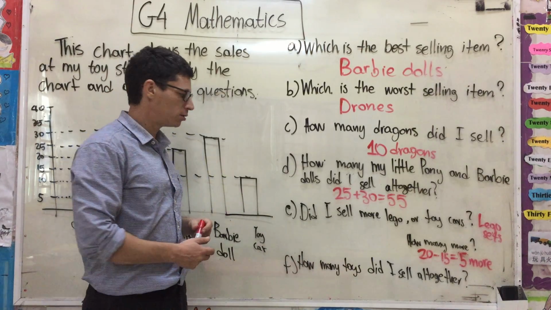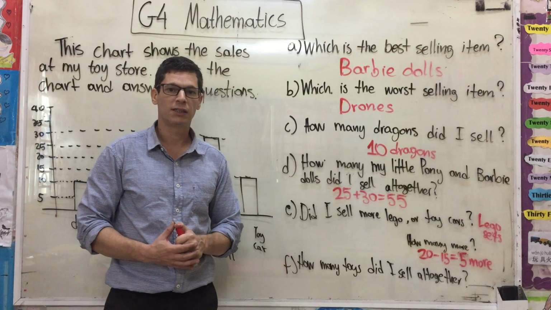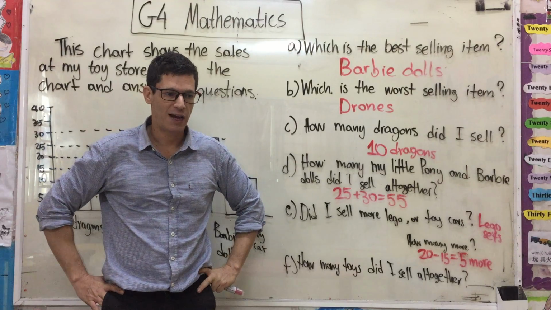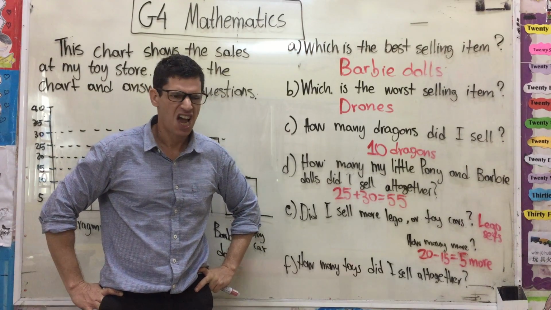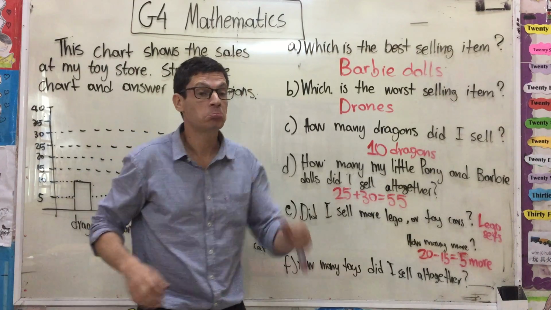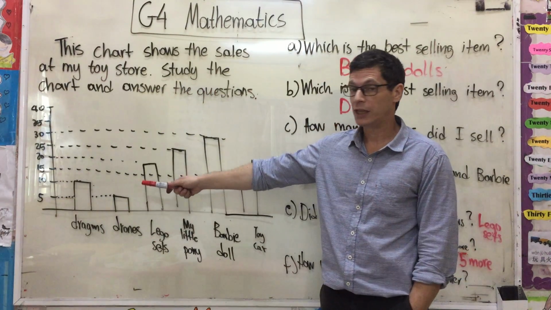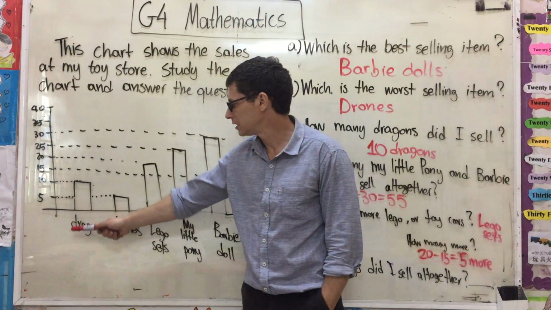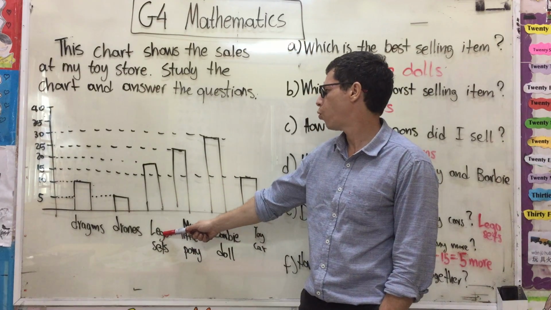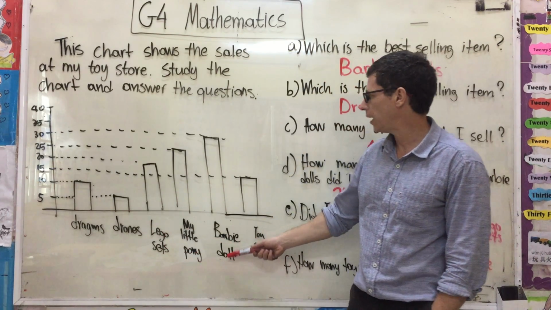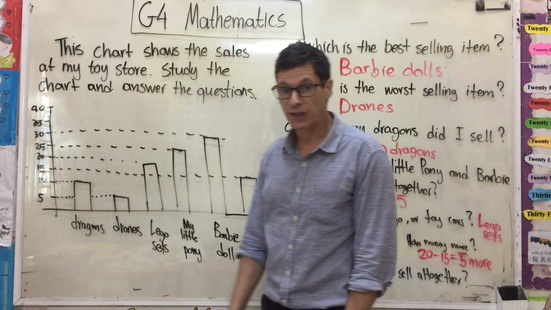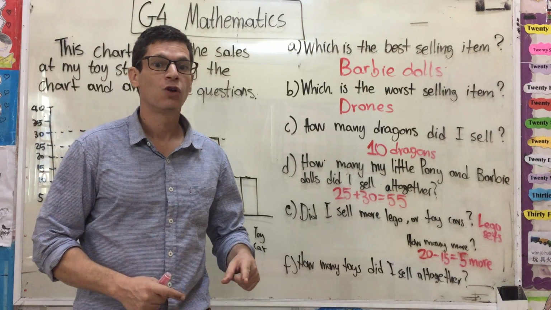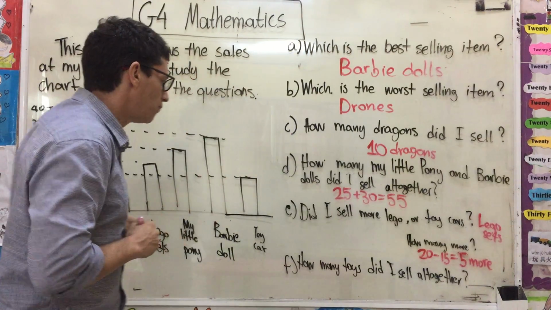Let's go to the last question, question F. How many toys did I sell together? That's a great question. So you have a toy store, right? That's what you do. You sell toys all day. How many toys did you sell? Let's see. We know the numbers of each toy I sold. We know that I sold 10 dragons, 5 drones, 20 Lego sets, 25 My Little Ponies, 30 Barbie dolls, and 15 toy cars. How much are they all together? We must add them to find out.